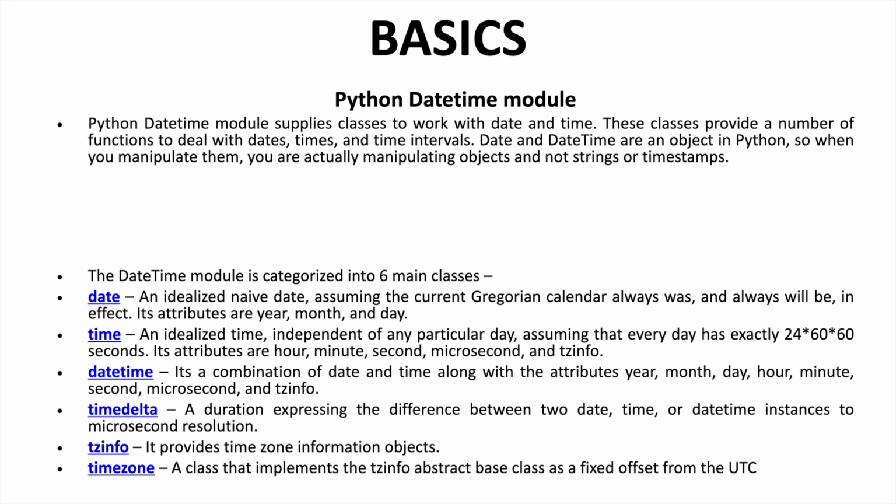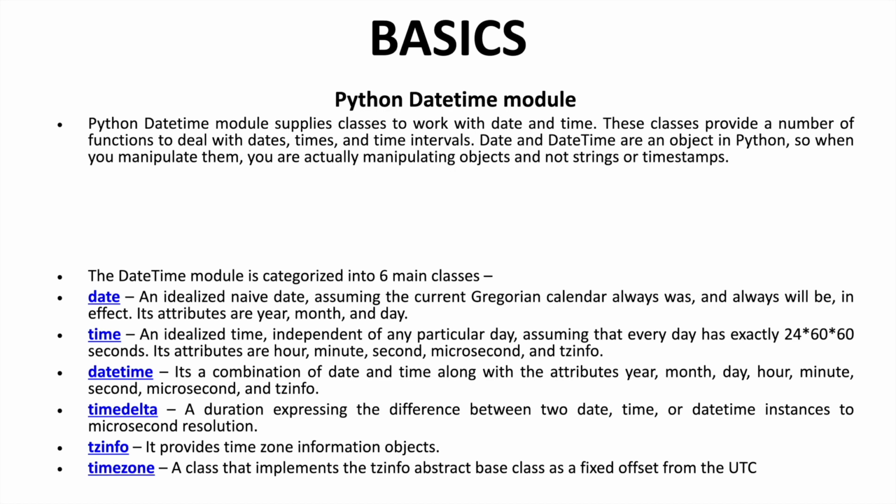So the Python datetime module supplies classes to work with date and time. If you want to fetch the current date, you can do that. If you want to fetch the current year, you can do that. There is a built-in function for that in Python. Among the different classes available in the datetime module, date lets you fetch the date value. Time lets you fetch the time value. If you want both date and time, you can use the datetime class.